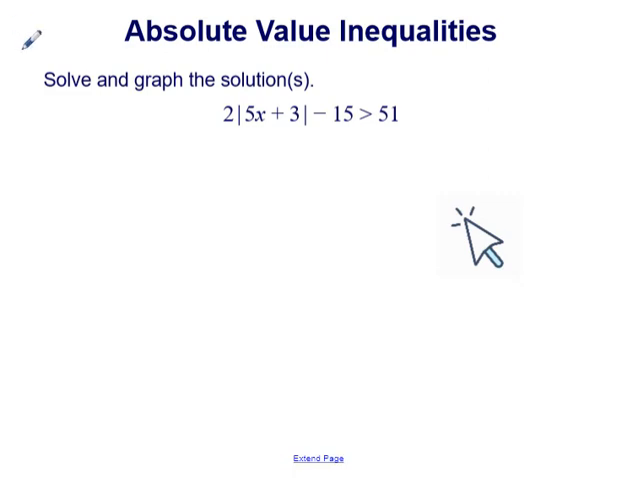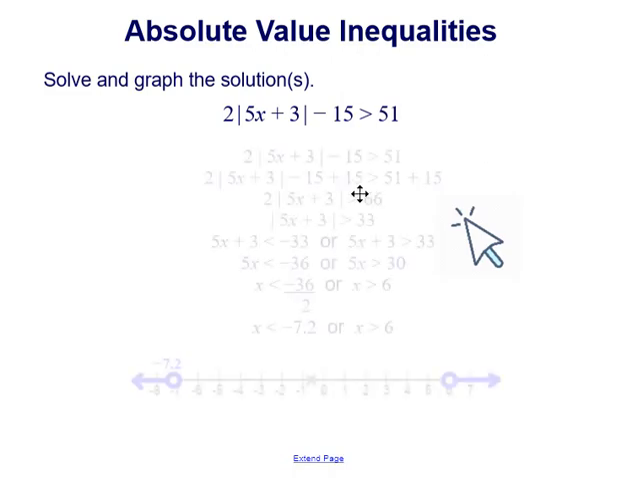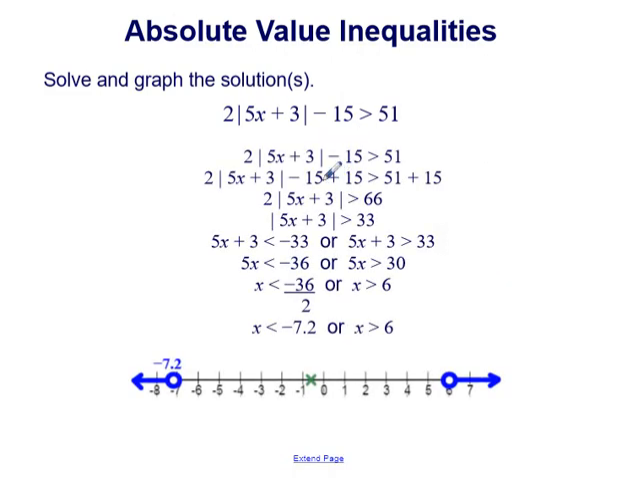Here's another example. We have 2 times the absolute value of 5x plus 3, minus 15, is greater than 51. We first have to isolate the absolute value, so we're going to add 15 to both sides. That will leave us with 2 times the absolute value of 5x plus 3 is greater than 66. We'll divide both sides by 2, which will leave us with the absolute value of 5x plus 3 is greater than 33, which, think greater, is an OR compound inequality.